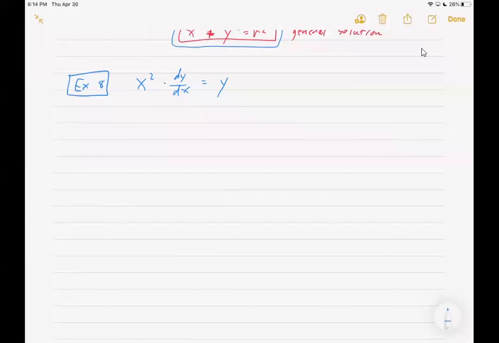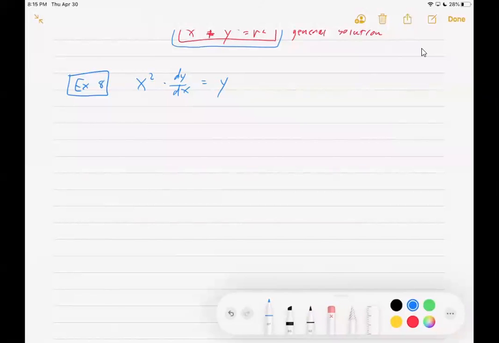Okay, so now we have another example here. These last two examples that we're going to look at are a little bit trickier. But I want to see if you can pause the video and do the separation step on your own.